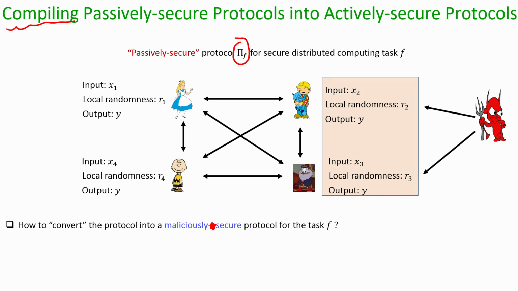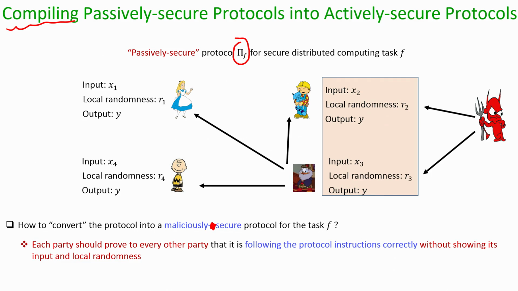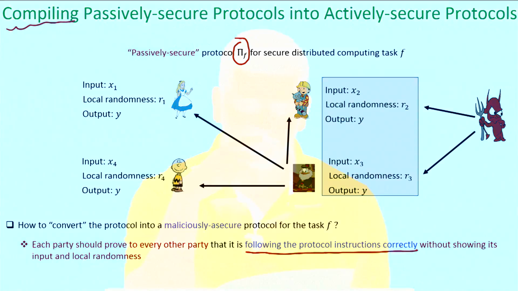That is the question that we now want to answer, and we want to use a zero knowledge proof system here. It turns out that a generic way to convert the passively secure protocol into a maliciously secure protocol is as follows. If each party proves to every other party that it is indeed following the protocol instructions correctly, then even in the presence of a malicious adversary, the protocol pi sub f will achieve its task.